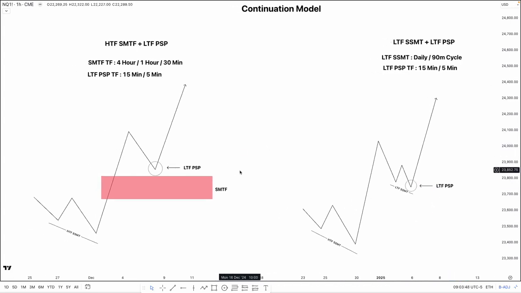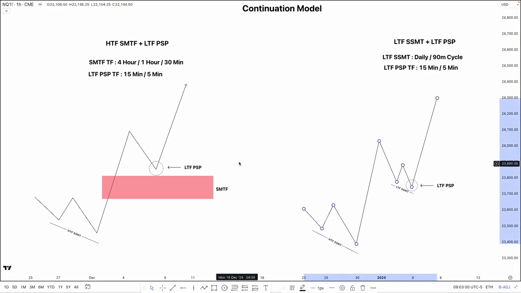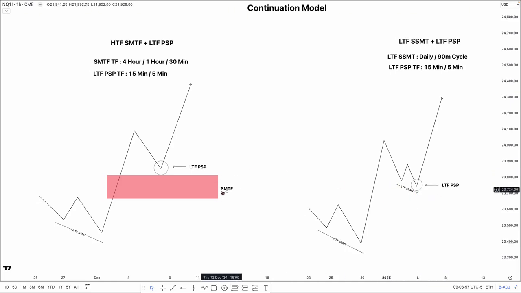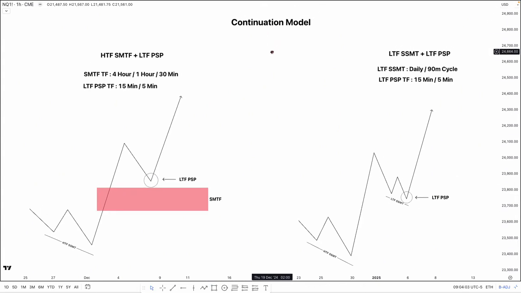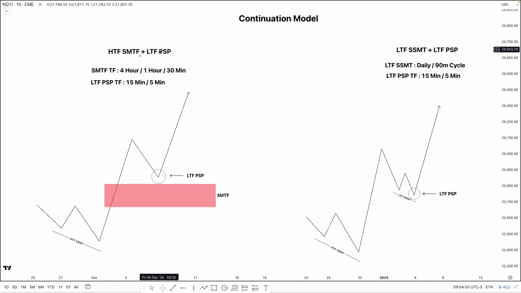Now, of course, what may happen is that we get a combination of both. So we have a lower time frame sequential SMT and the lower time frame precision swing point combined with our higher time frame SMT fill. This would, of course, be an even better scenario. But all we'll be looking for is one of each, or one of these scenarios for our continuation.